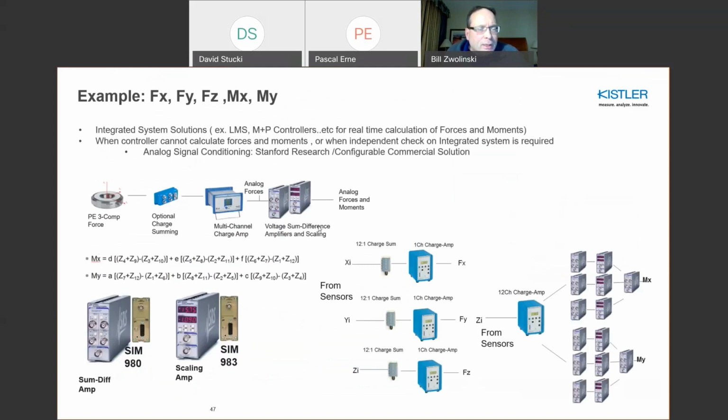So basically what these elements do is they create an analog circuit or analog representation of this expression. So you've got scaling amps, you have the sum difference amps, and this allows you to derive analog signals with very low latency that can drive a controller if the controller can't make the calculation. In some cases, this concept is being used to cross-check calculations being made by these sophisticated controllers that I talked about.